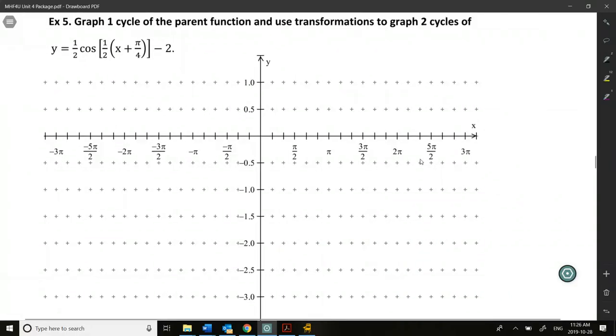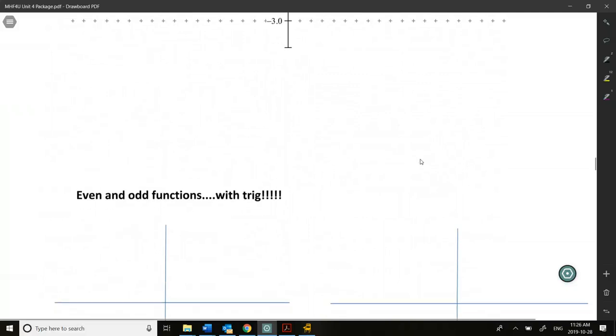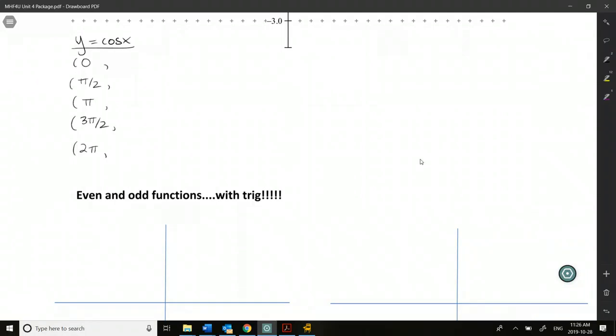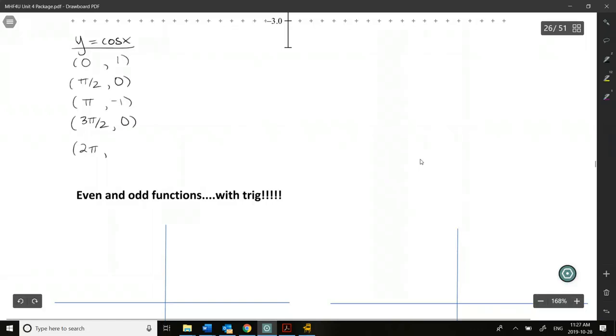Okay, so for this one, I want to graph this function for cosine. We're going to start with the key points of the cosine function, so this will be y equals cos x. Same x coordinates: 0, pi over 2, pi, 3 pi over 2, and 2 pi. Again, you do not have to memorize the points. If you know these 5 values, you can enter them right into your calculator, as long as you're in radian mode. So this will be 0, 1; pi over 2, 0; pi, negative 1; 3 pi over 2, 0; and 2 pi, positive 1.